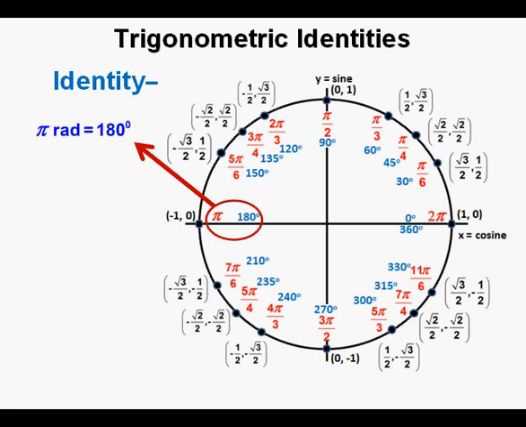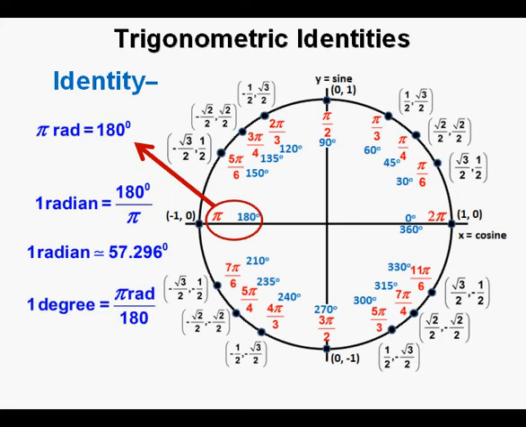And using this basic identity, we developed that 1 radian is equal to 180 degrees divided by pi. And by dividing it out, we get that 1 radian is approximately equal to 57.296 degrees. And also, that 1 degree is equal to pi radians over 180. So we took one definition or identity and used it with a little algebra to develop some more identities. We're going to do the same thing next, but using the trigonometric ratios.